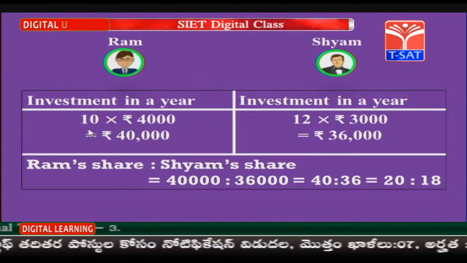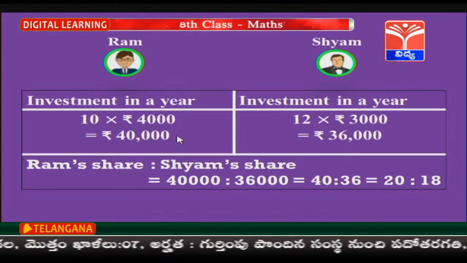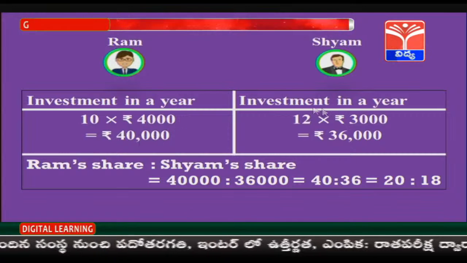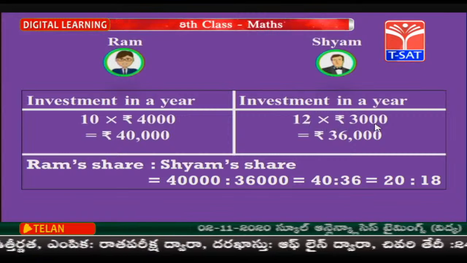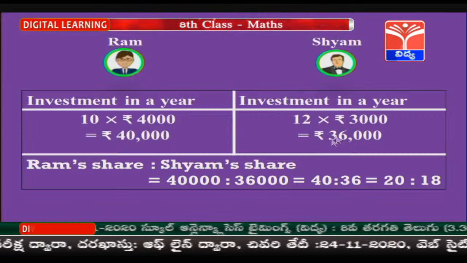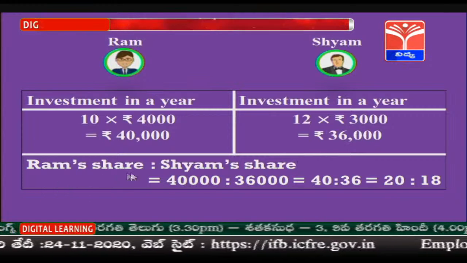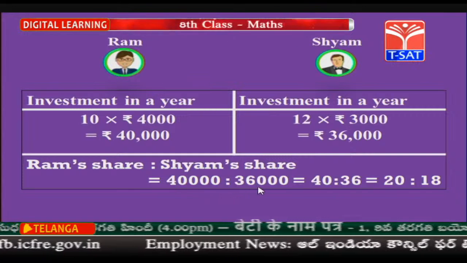So, in the year he has invested 10 into 4000 rupees, which is 40,000. That means he has invested 40,000 rupees. Now, whereas if you consider Shyam, he has invested for 12 months, but 3000 rupees. So, 12 into 3000, which is 36,000. Now, let us find the share of Ram and Shyam, that is 40,000 is to 36,000.